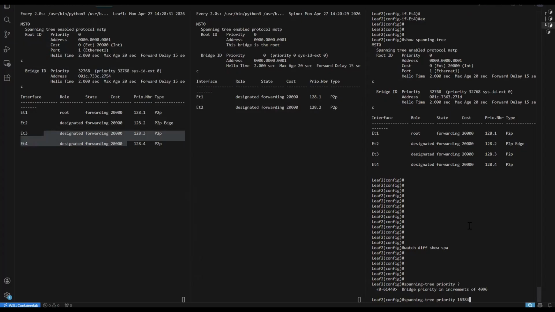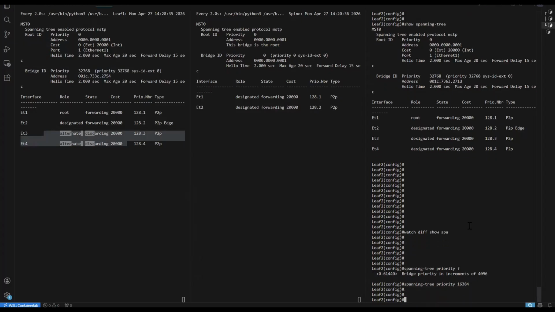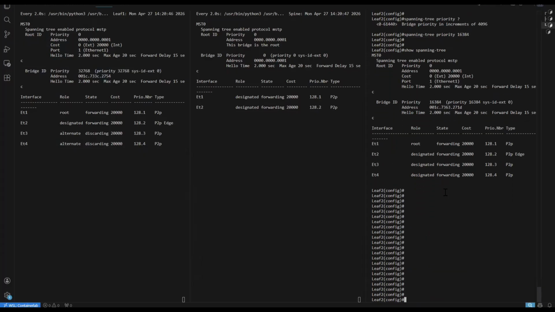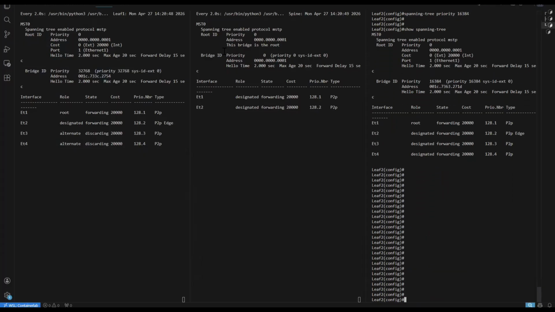So watch out for the change in leaf 1. Now if you look, ED3 and ED4 have become alternate. Let me show you the show spanning tree. Now you look here, both leaf 1 and 2 have the same root path cost. The next deciding factor is the priority. And if you look at the priority, leaf 2 has lower priority. So ED1, ED3 and 4 have become designated.